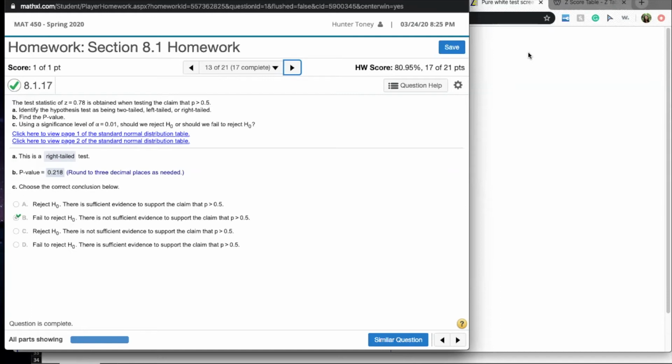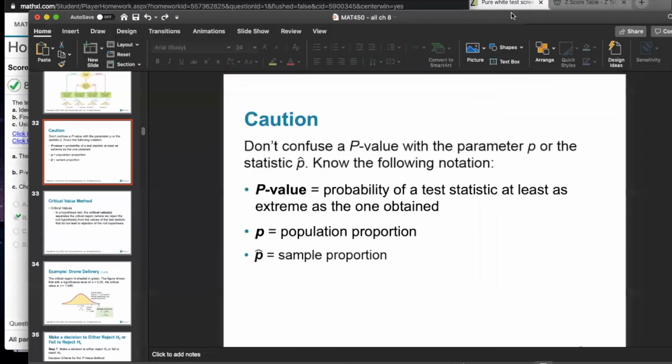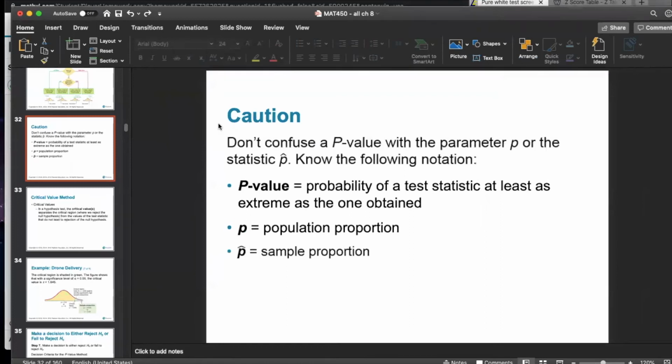I want to go over this one because it has a lot of the key points in chapter 8. Also, hopefully if this comes up, I wanted to take a second to point out part of the slides for this section. This is one of the slides from all of chapter 8. It's just something that's very important.